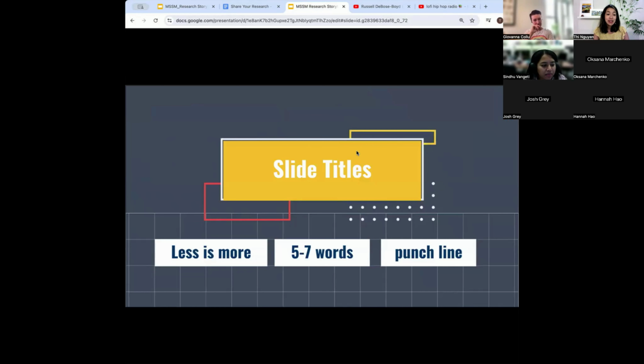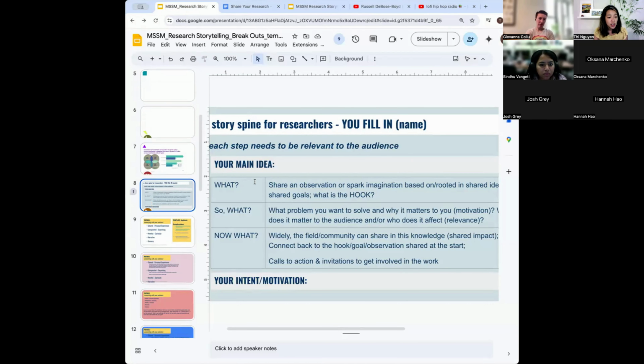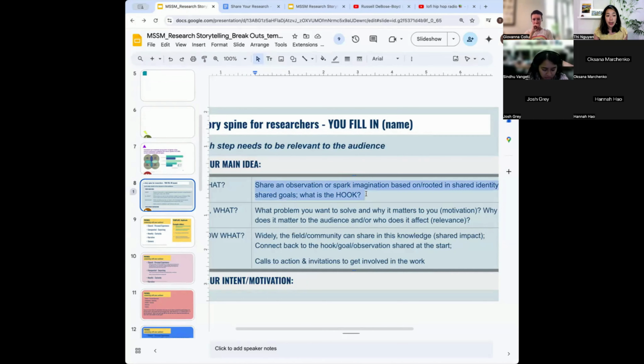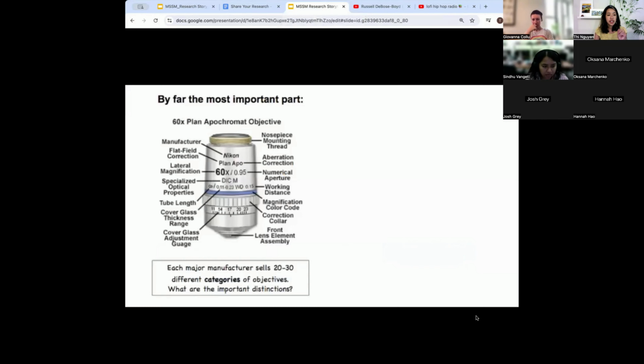Okay, slide titles. We talked about the importance of having 5 to 7 words, putting the punchline first and making sure that less is more. And so when you're doing a slide title, it has to convey your message. So again, if we go here, oh good, people are putting stuff up. So here, right, like what is your main idea? What is it that you're sharing? Make sure it's about the message, not just the observation, right? And so here's an example. How effective is this slide title?